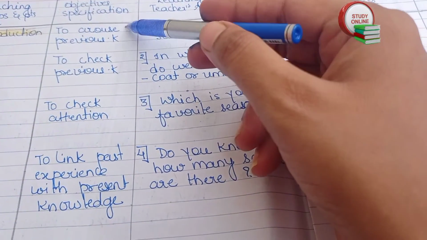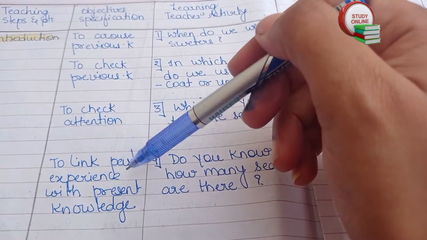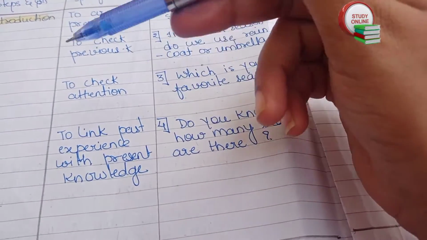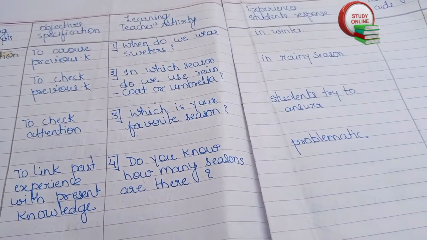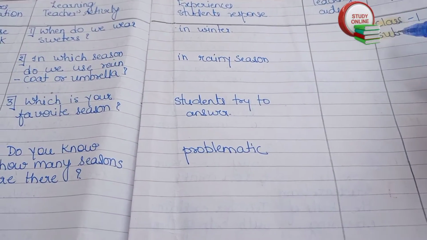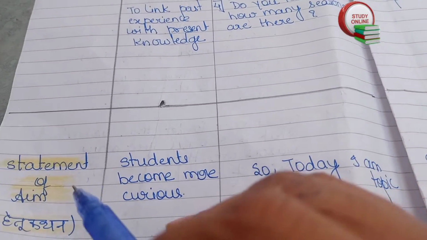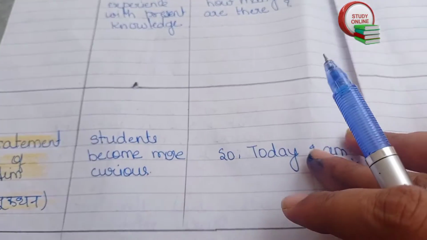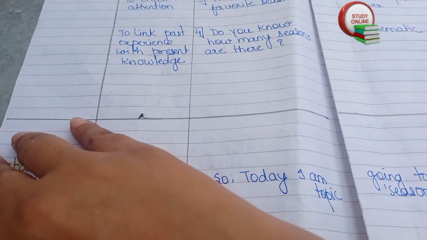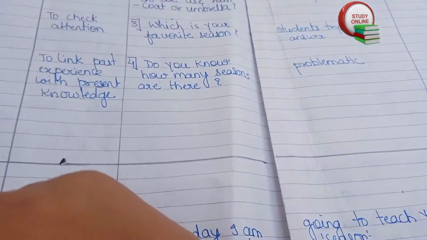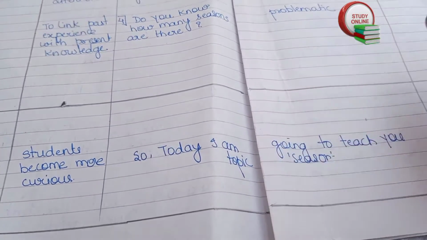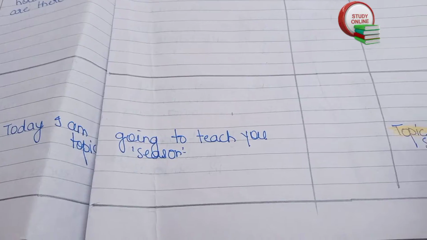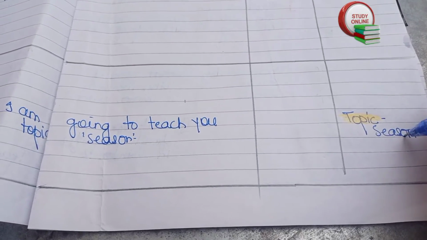Okay, so here objectives and specification, you can see: to arouse previous knowledge, to check previous knowledge, to check attention, to link a past experience with present knowledge. Okay, subject is EVS and science, you can see here. Statement of aim: after asking them questions, we have to announce our topic. We have to say, students, today I am going to teach you the topic season, and after that we have to write the topic on the blackboard also. You can see here topic.